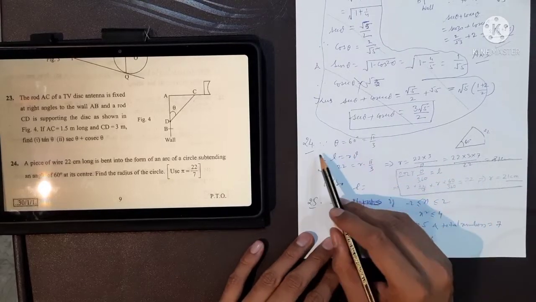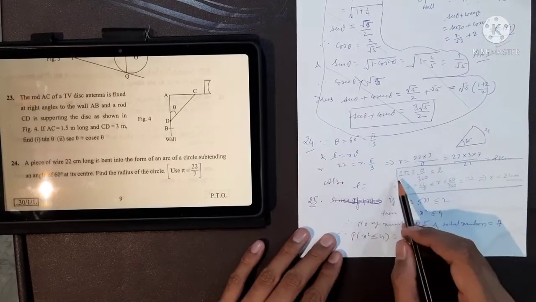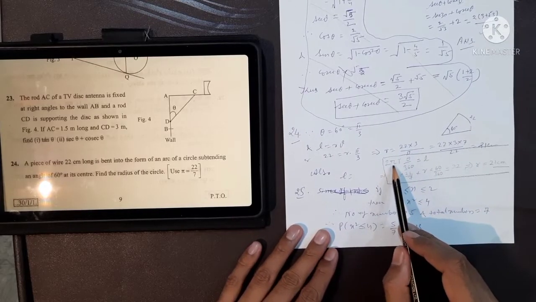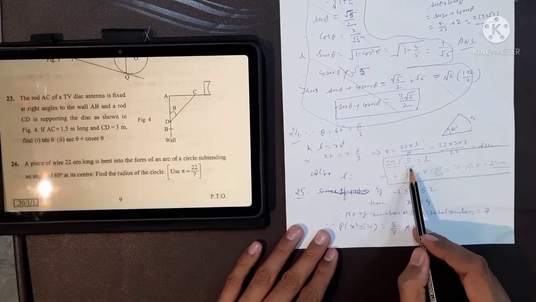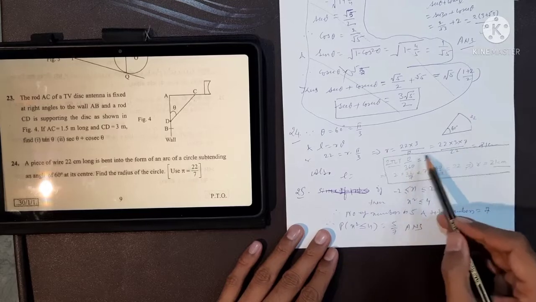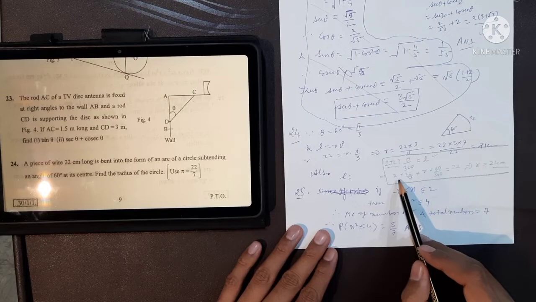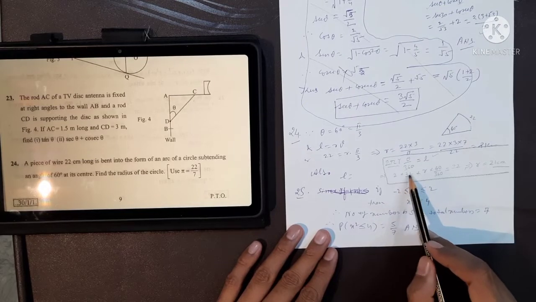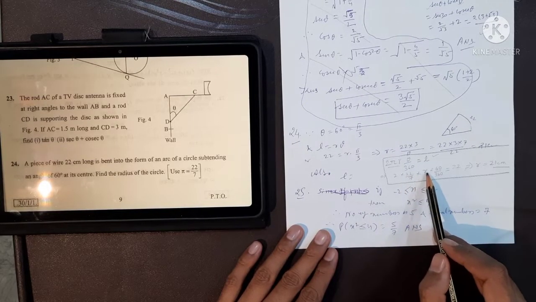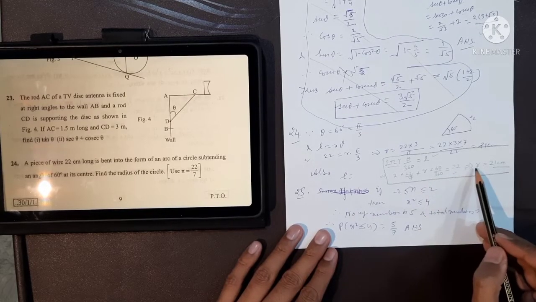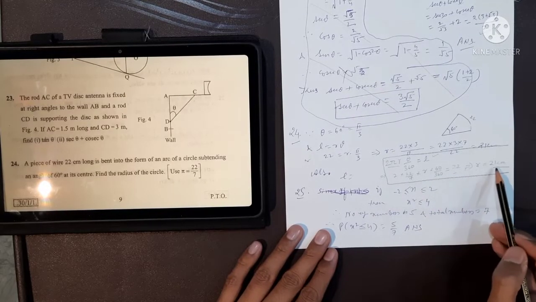We move on to question number 24. For this we have a simple formula. We know that 2 pi r theta by 360 is equal to L. So we have to find out r. We get 2 into 22 by 7 into r into 60 by 360 is equal to 22 as the equation, and solving this we get r is equal to 21 centimeter.